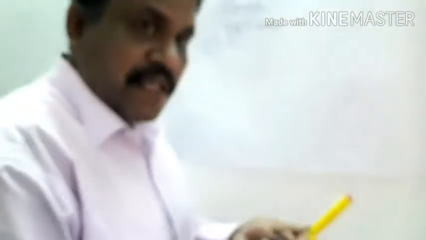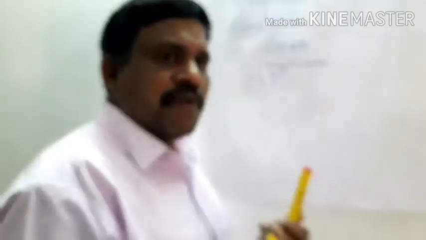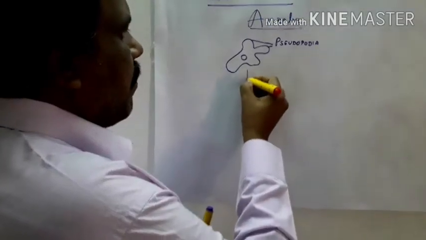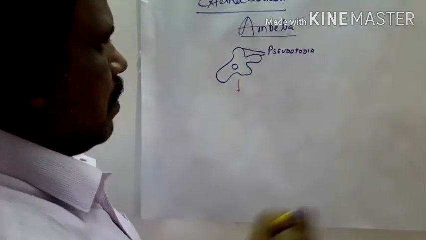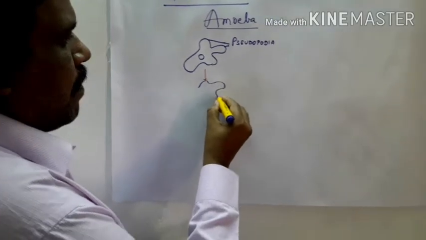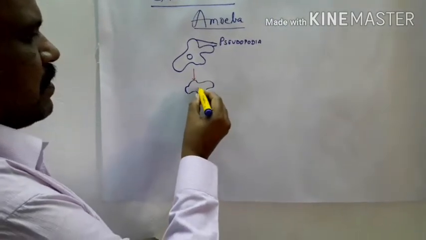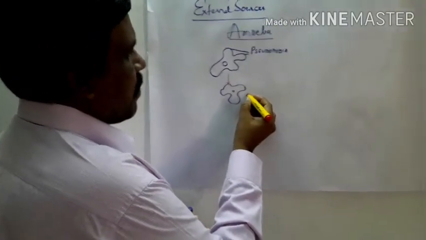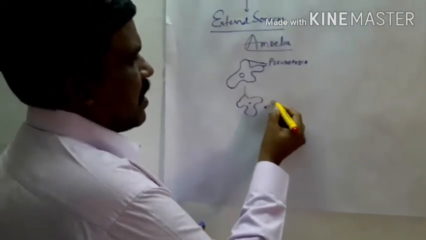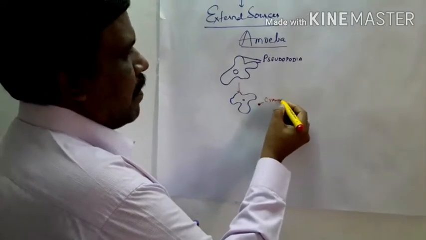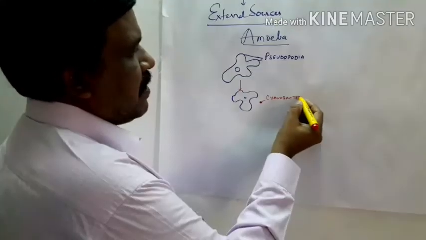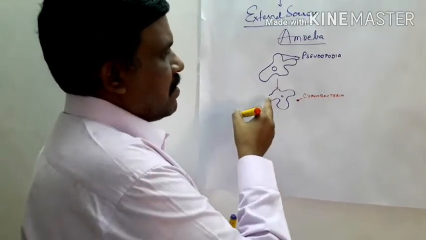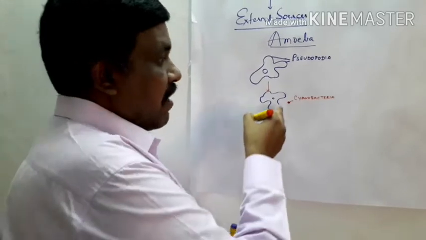Now how is this going to acquire the food? That is what we are going to study. The organism is moving, and here it finds a food source. Let us imagine this is a cyanobacteria. What is a cyanobacteria? It is also called blue-green algae. Now this amoeba has recognized that food.